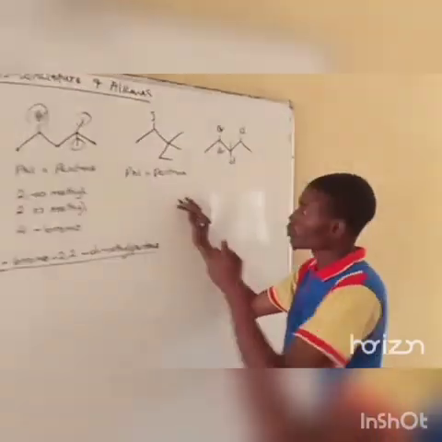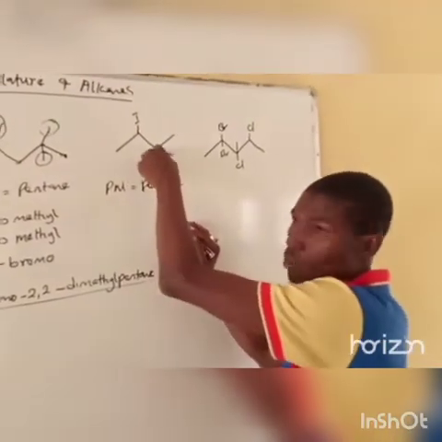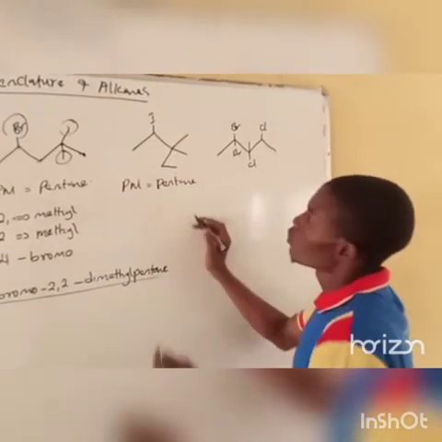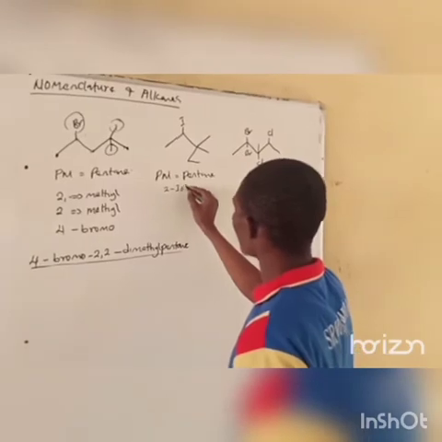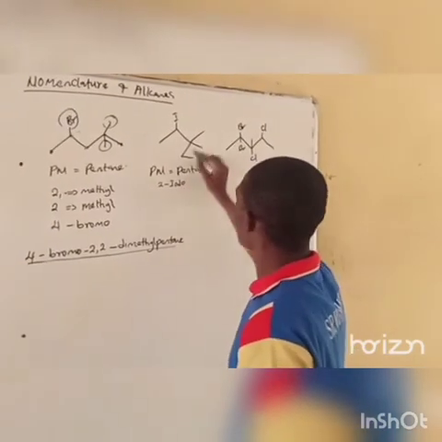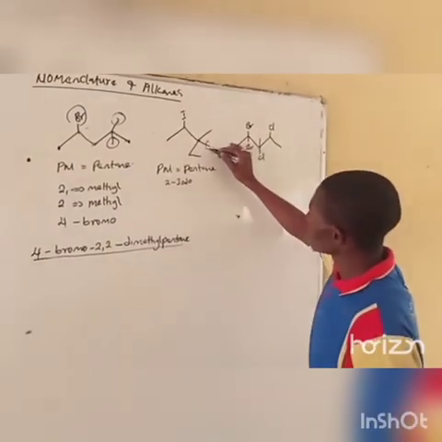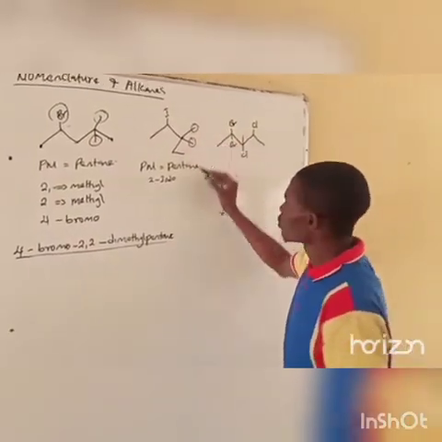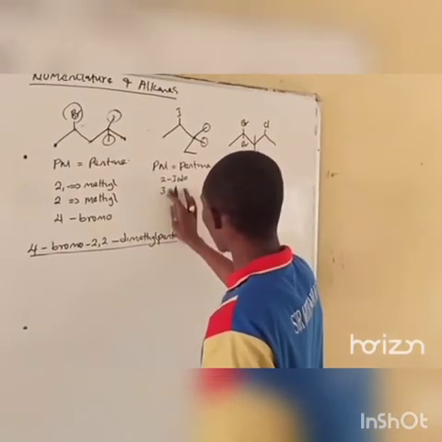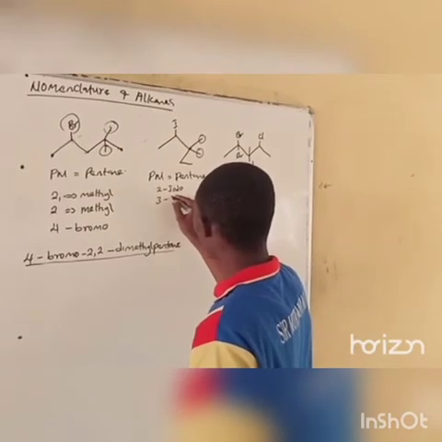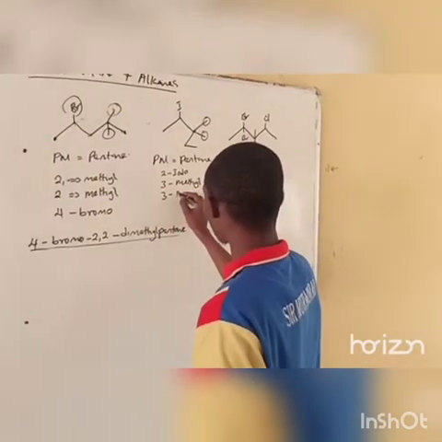Then let's consider the substituent now. 1, 2, we need substituent. 1, 2, 3 before we need substituent. So we consider this one. In carbon number 2, I have iodine. Then in carbon number 3, look at it. This is a methyl group, this is another methyl group. So in carbon number 3, I have methyl. In that carbon number 3, I have another methyl.